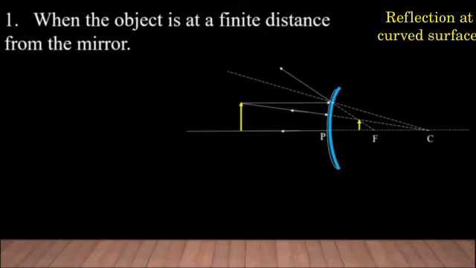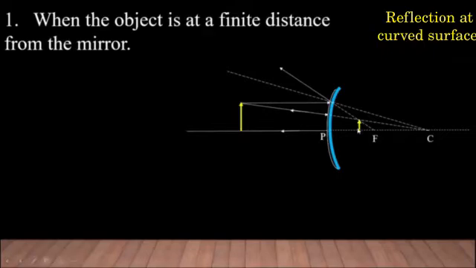Here you can see as the object comes from infinity towards the mirror, the image travels from the focus towards the mirror, right? As you come closer to the mirror, the image is also coming closer to the mirror. Okay. Next, you can see that the image formed by the mirror is virtual, correct?